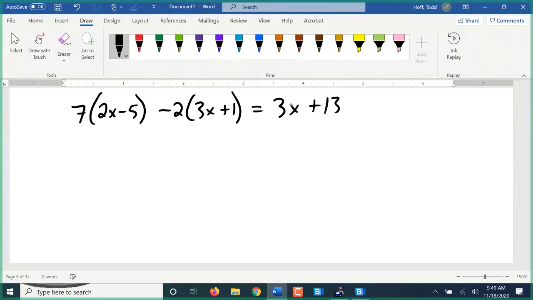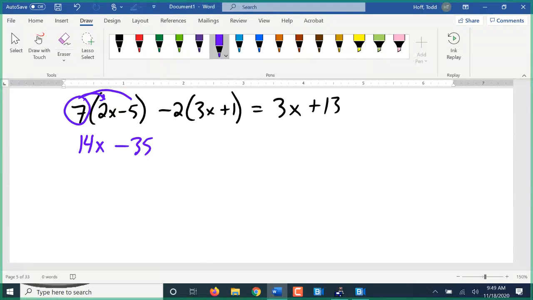Like this. We have two sets of parentheses on the left side there. So, order of operations tells us we work left to right. First set of parentheses, nothing to do inside, so we're going to multiply by the 7. 7 times 2x is 14x. 7 times negative 5 is a negative 35.